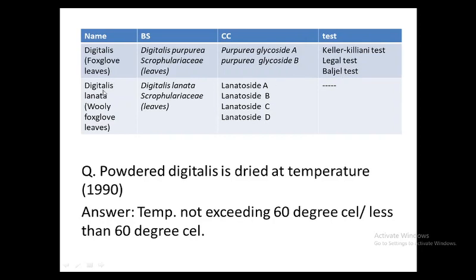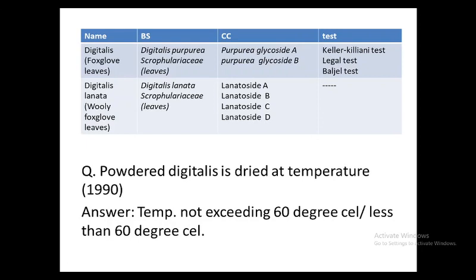Next, Digitalis lanata is also known as woolly foxglove leaves. These are obtained from leaves of Digitalis lanata belonging to family Scrophulariaceae. These contain the glycosides known as lanatosides. Four different types of lanatosides are found in the Digitalis lanata plant, that is lanatoside A, lanatoside B, lanatoside C and lanatoside D. There is no specific identification test for Digitalis lanata.